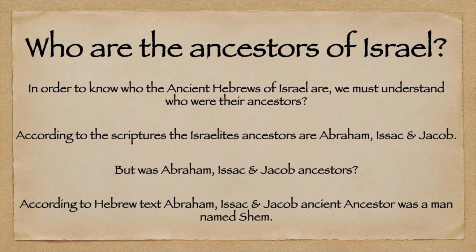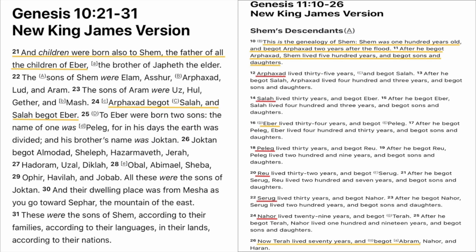But who were the ancestors of Abraham, Isaac, and Jacob? According to the Hebrew text, Abraham, Isaac, and Jacob's ancient ancestor was a man named Shem. If you read Genesis chapter 11, verse 10 through 26, it says, "This is the genealogy of Shem. Shem was 100 years old and begot Arphaxad 2 years after the flood. After he begot Arphaxad, Shem lived 500 years and begot sons and daughters."